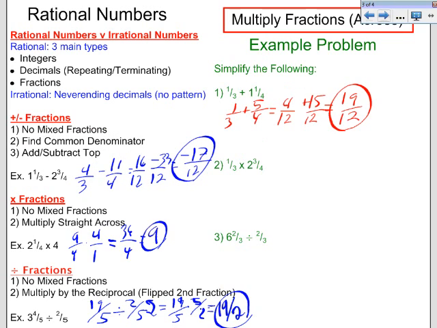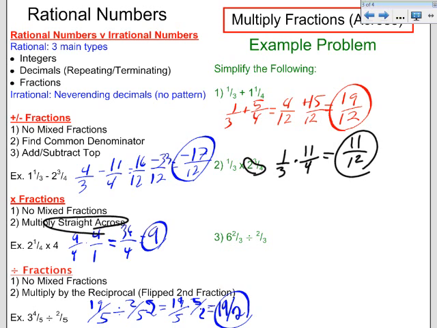Now when you're multiplying, just remember we go straight across, but we can't have mixed fractions. So we're going to make the 2 3/4 into 2 times 4 is 8, plus 3 is 11. And now you just multiply straight across. 1 times 11 is 11, and 3 times 4 is 12. See? Straight across.